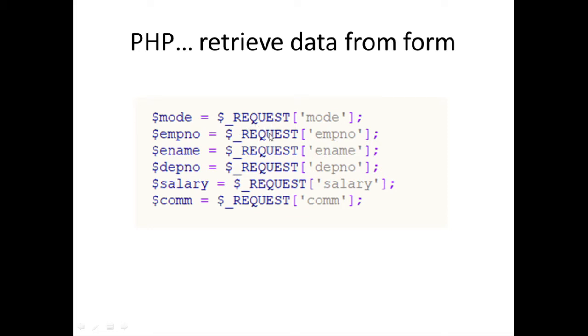So rather than request or get, what we're going to do here is retrieve these values, and these values are coming from the form in our front end. These are the name attributes in our input controls, or UI controls, from our form or our front end. So we retrieve their values and store them in PHP variables.